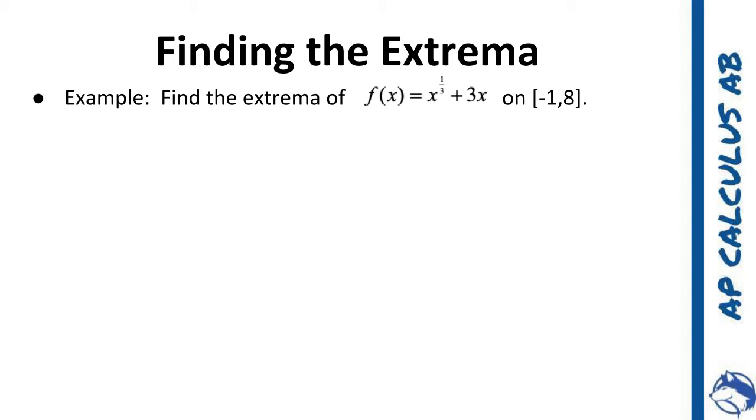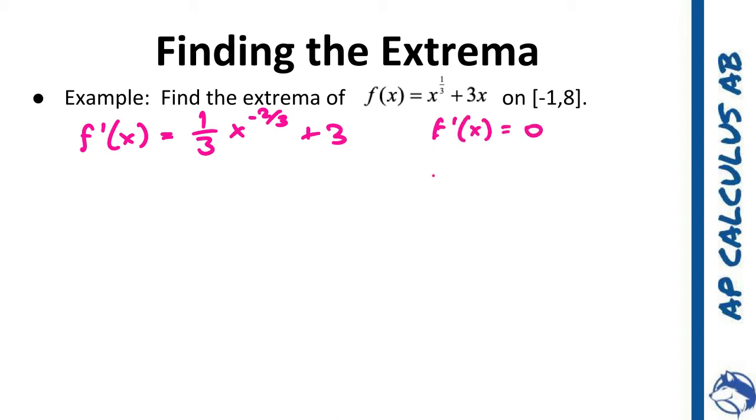Here's another example where I have to find the extrema of f of x equals x to the 1/3 plus 3x. This one is very similar. All we have to do is start by taking the derivative. So f prime of x is equal to 1/3 times x to the negative 2/3 plus 3. I'm still doing the same thing: is f prime of x going to be equal to 0, or is f prime of x going to be undefined?